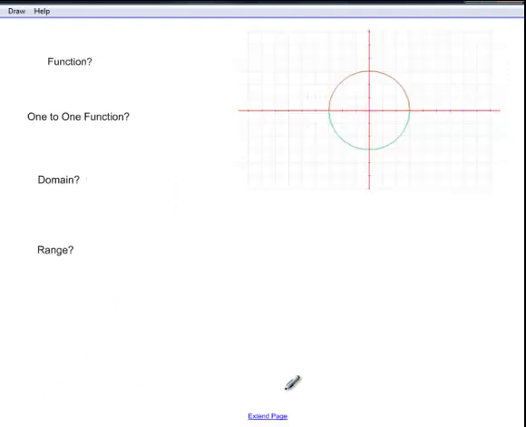All right. Ready? Next function for a circle. Is this a function? No, it is not. All right, one-to-one function? No, because if it's not a function, it can't be one-to-one. Automatically, domain for a circle.